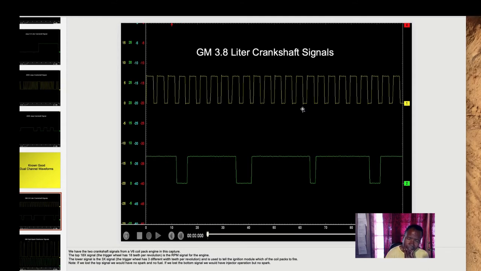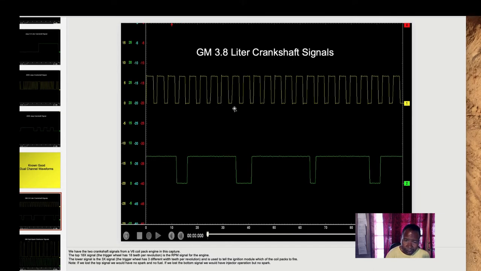The bottom one is a 3X signal. The 3X signal identifies which coil to fire. It's going from 7 volts down to ground, but look at the three different sizes. This identifies engine position to fire a particular coil. These are three different teeth on a shutter blade of the crank.